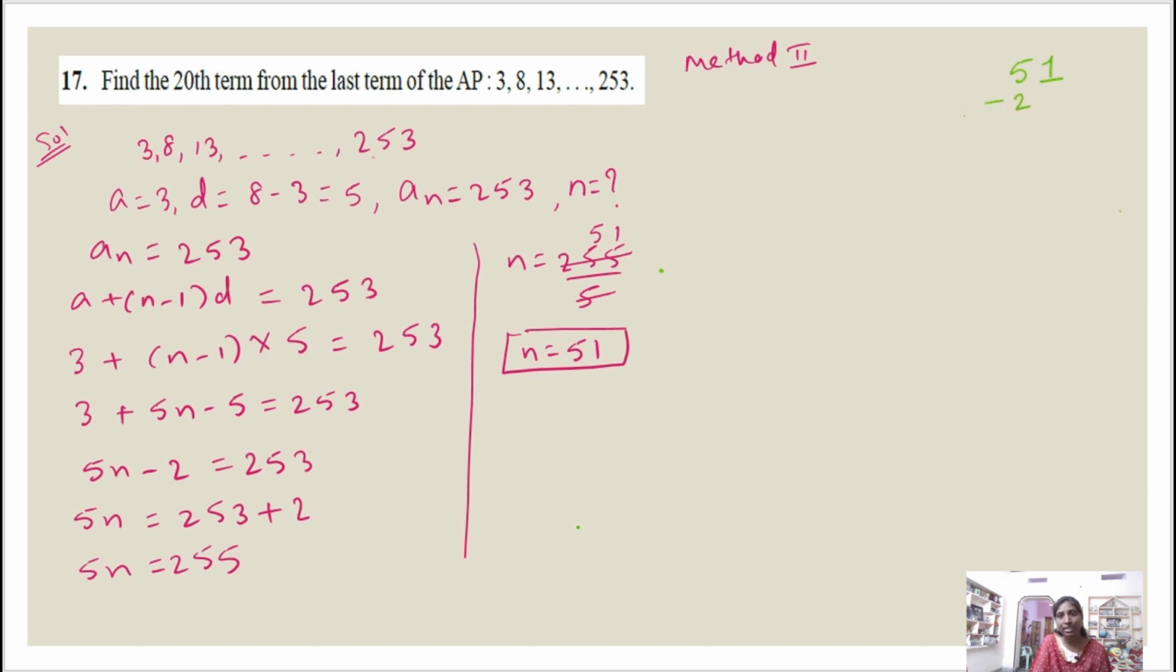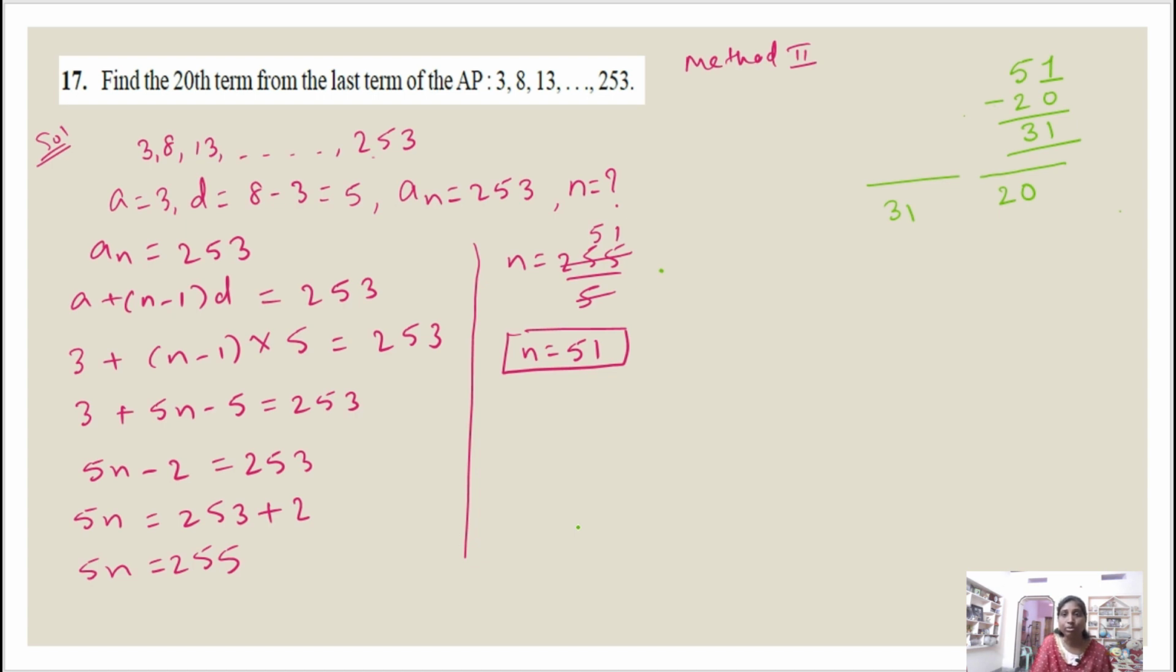51 minus 20, you will get 31. So now if you are thinking that from the beginning 31st term we have to find out, then you are making a mistake. Okay, let me explain it here. From the beginning, 31 terms are there. From the last, 20 terms are there. Then the total we will get is 51.